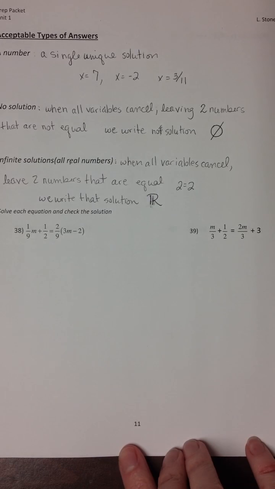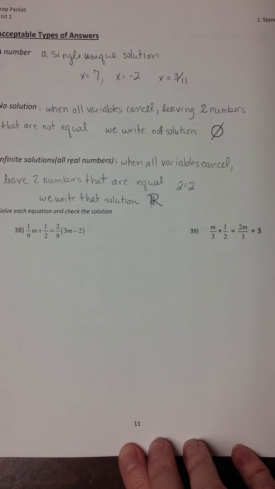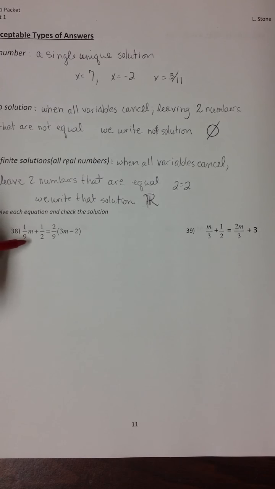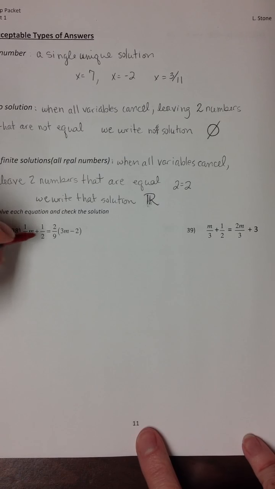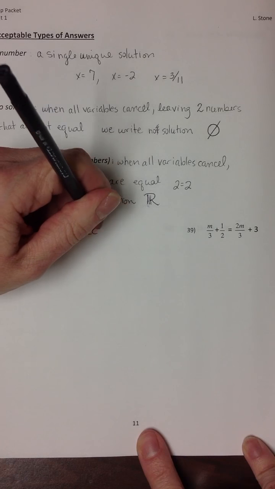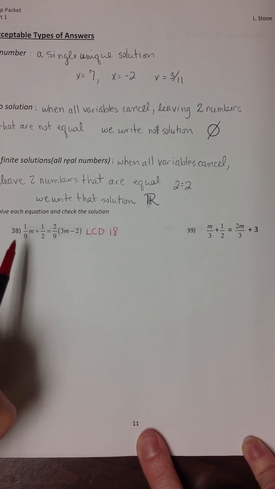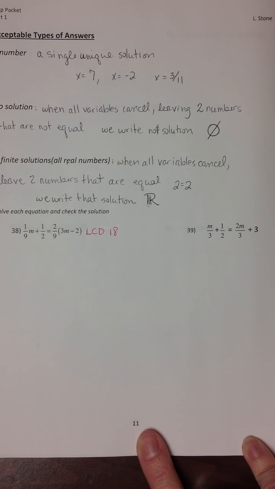Now let's look at a couple of examples. The first thing we want to do is clear the fraction out of this problem so that we can work with it without fractions in the way. So when I look at 9 and 2, my lowest common denominator is going to be an 18. 18 is the smallest number that both 9 and 2 will fit into.